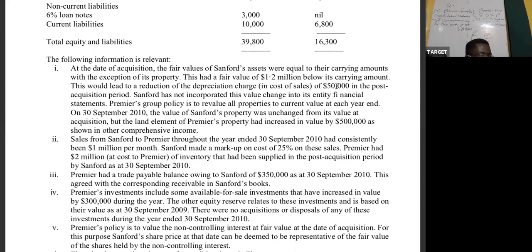The same thing applies to the 50,000. The 50,000 will be added to the net assets and to the cost of sales. Net assets and what? Cost of sales. Powerful. And then you add it back to the property on the statement of financial position. Now let's continue.